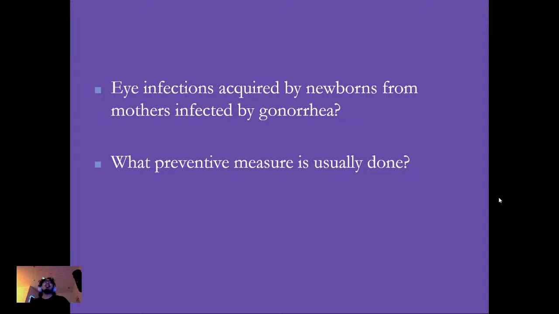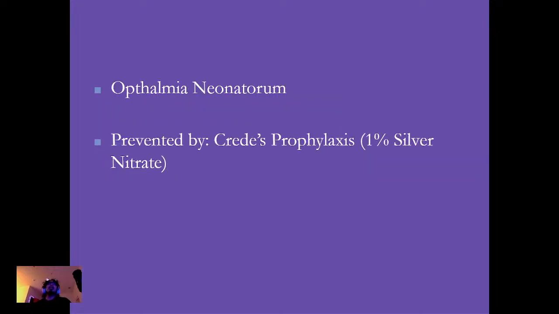Diba? Alright, so let's move on to another infection caused by Neisseria gonorrhoeae. Eye infections acquired by newborns from mothers infected by gonorrhea. This is known as ophthalmia neonatorum. It is prevented by using 1% silver nitrate, also known as Credé's prophylaxis. But this one is a very old procedure. They don't do this anymore.